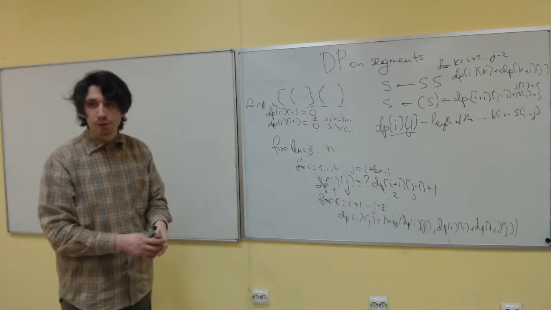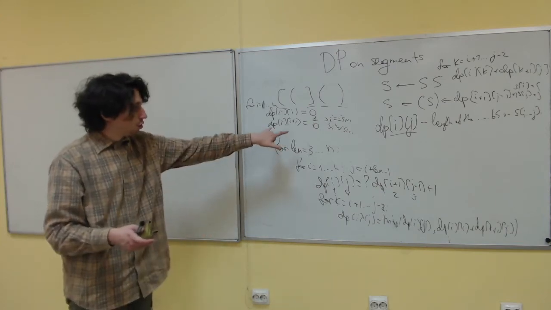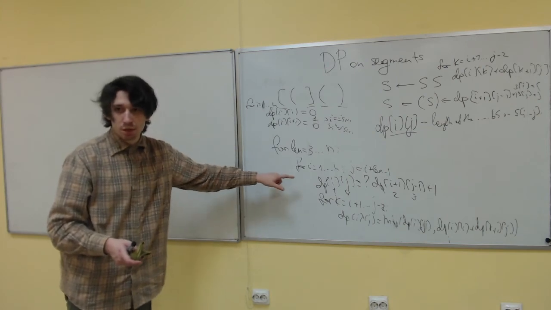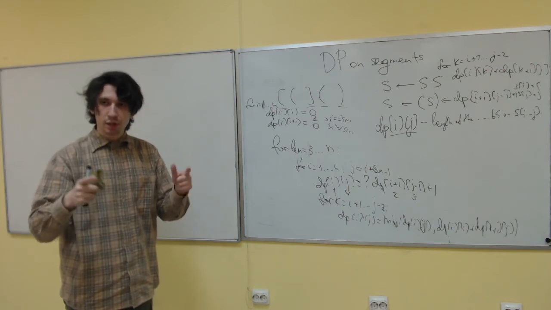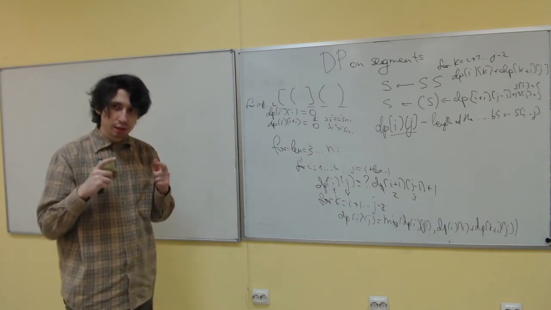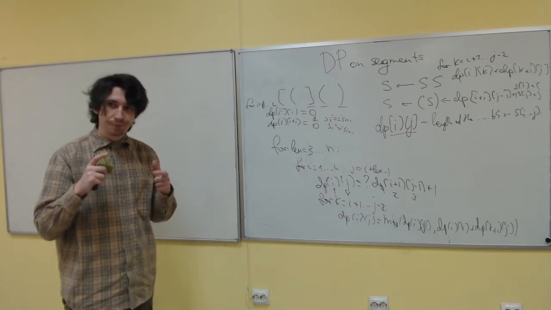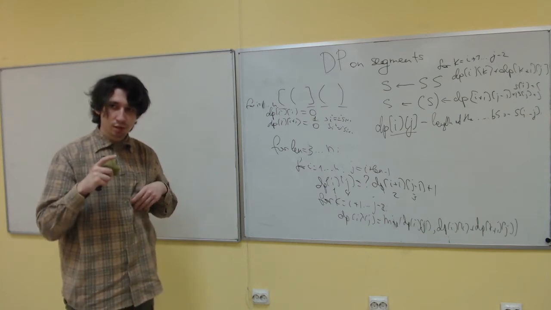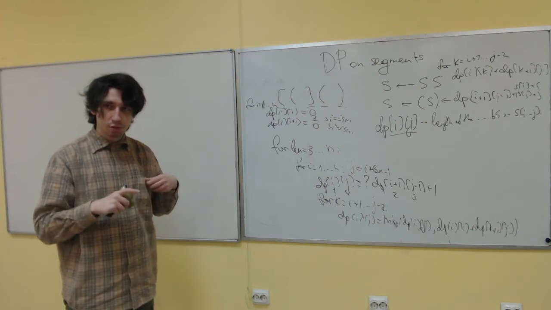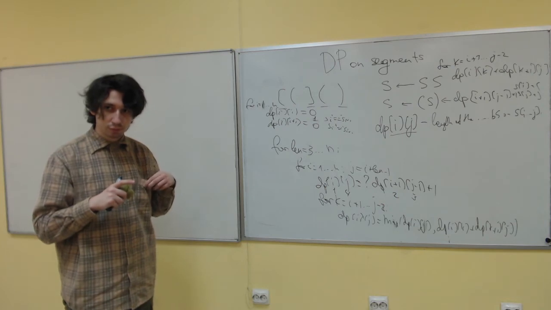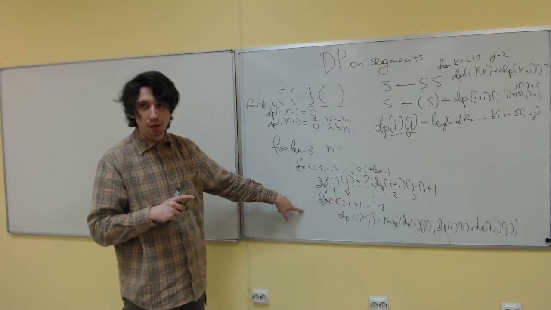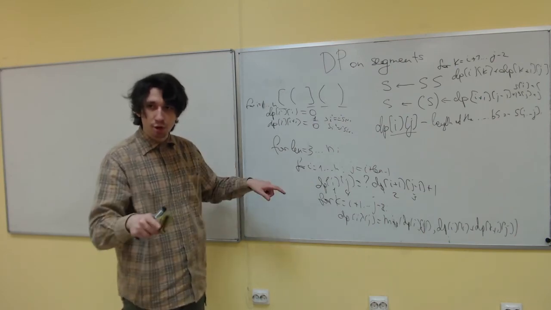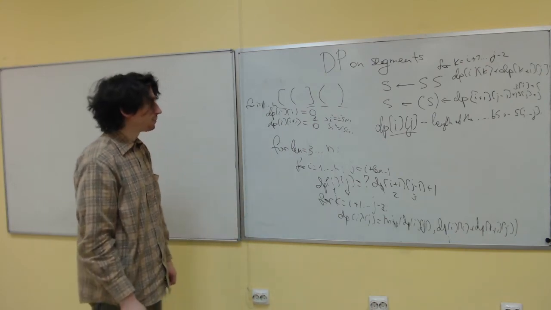This is why it's DP on segments. Your dynamic programming is over segments, and you have to calculate that. The question is how to restore. Is it clear how to restore the longest sequence that is a correct bracket sequence? We just stay from either this or from k, where you know the position where you split, and then you recursively get the answer.